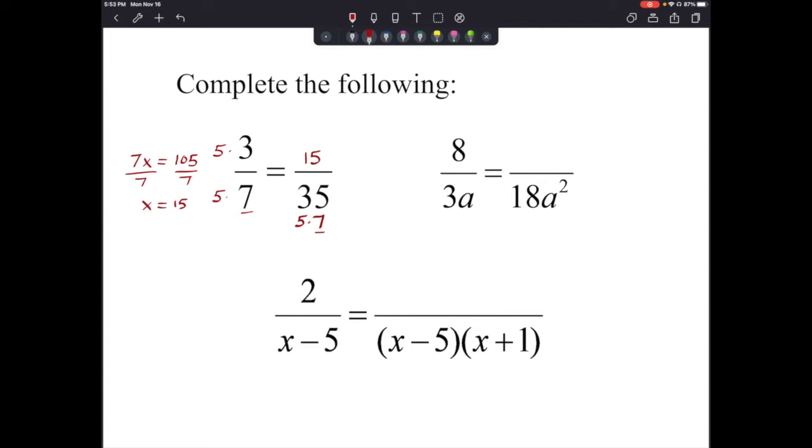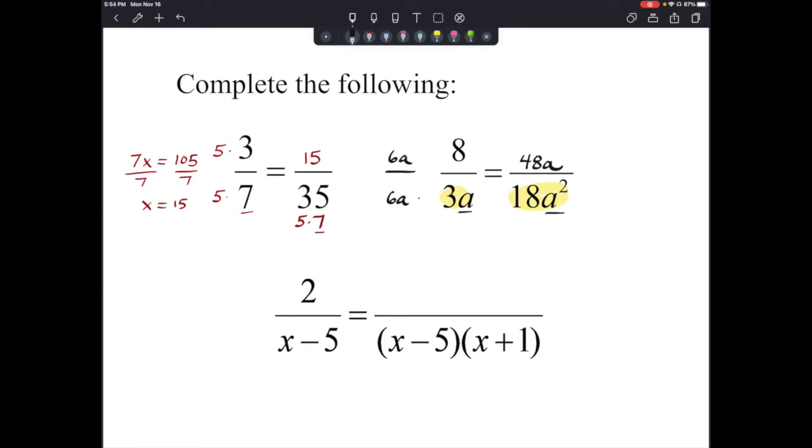So when we look at the next problem, we have 8 over 3a equals blank over 18a squared. When we think about the difference between our 3a and our 18a squared, what do I have to multiply 3 by to get 18? Well, we know that's 6. So in order to turn our 3 into an 18, I'm going to have to multiply it by a 6. And then what do I have to multiply a by to get a squared? I'd have to multiply it by an a. So if I multiply 6a times 3a, I'll get 18a squared, which means we're also going to have to multiply the top by a 6a. So when we do 6a times 8, we're going to end up with 48a.